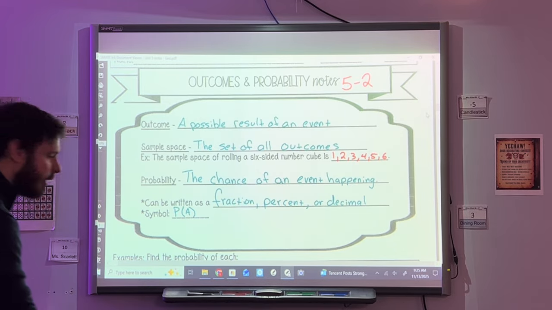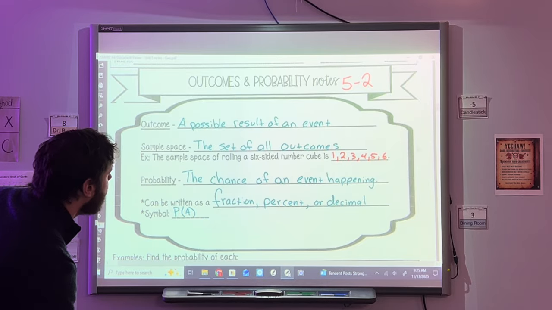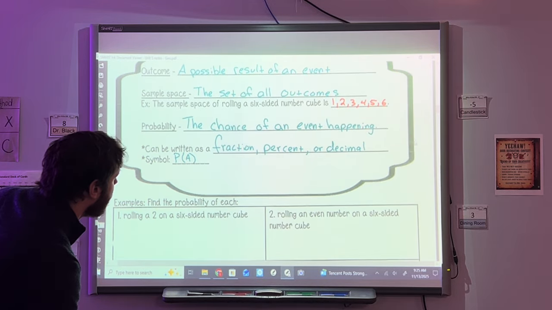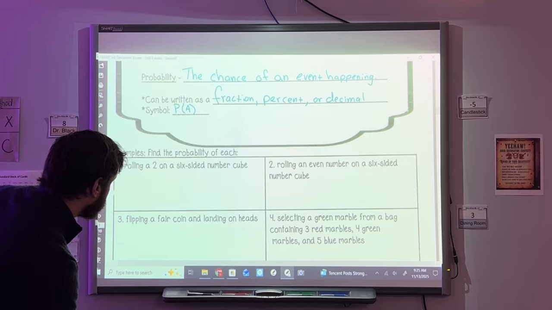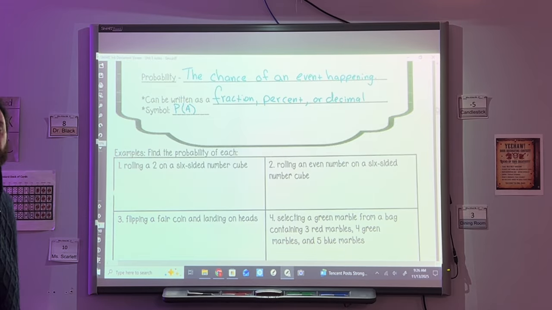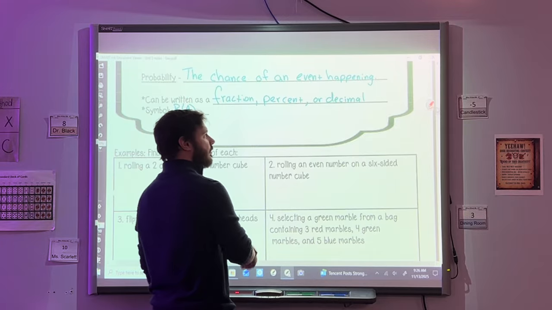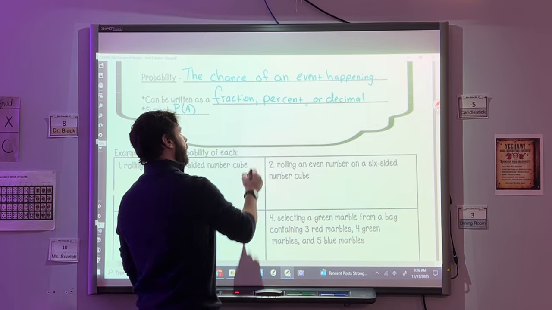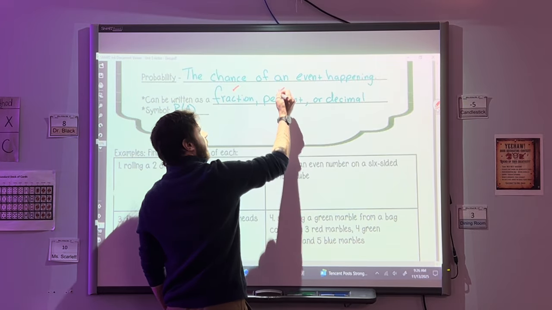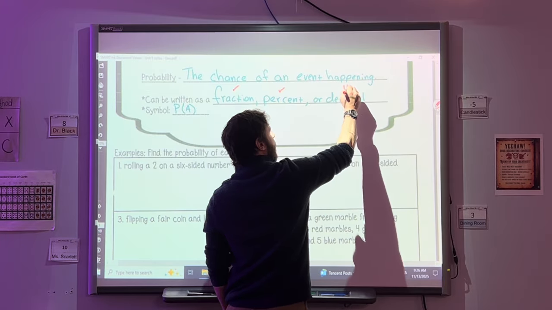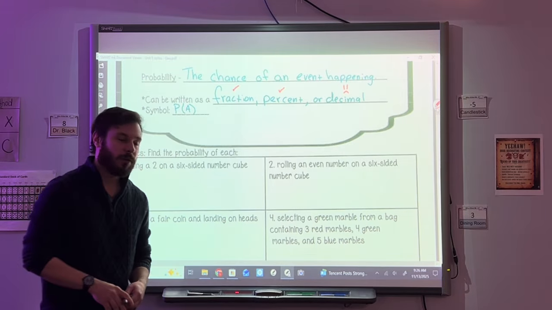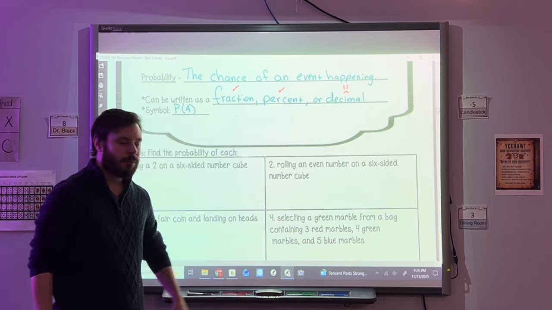Probability is the chance of something happening. You all are probably pretty familiar with the idea of probability. It can be written 3 different ways: fractions, percents, and decimals. Now, there are 2 of these that I like more than the third. I like a fraction. I like a percent. I don't really like a decimal. Even though it technically is true, you could write it as a decimal, it's not how we think about it.